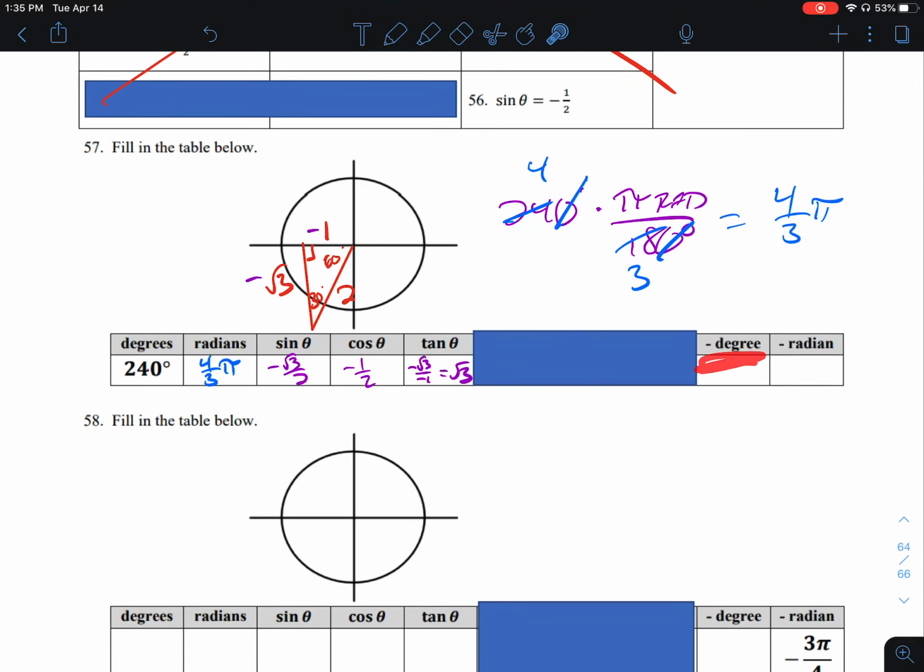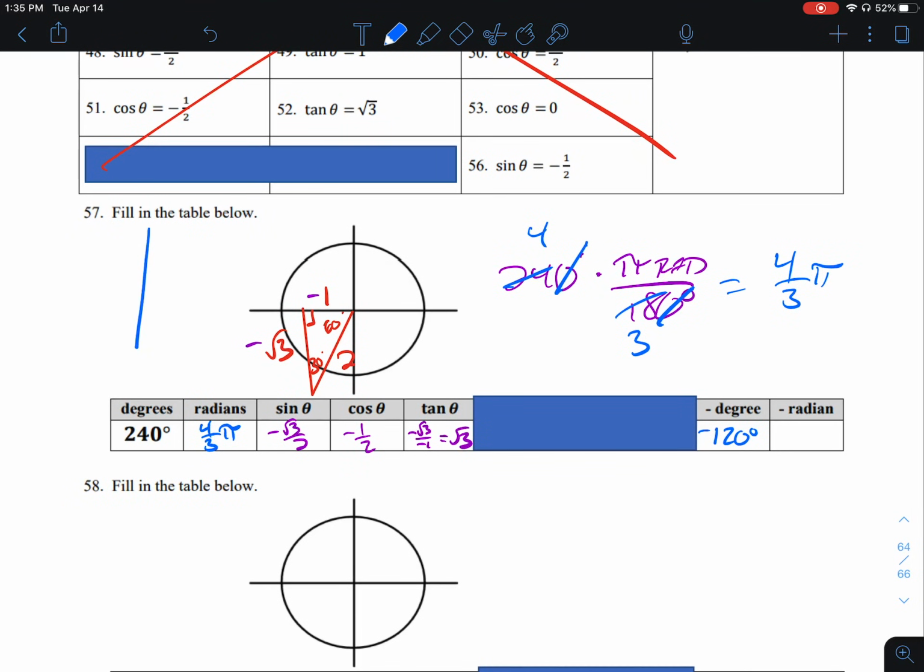We need a negative version of this angle. Well, if it's 240 in this direction, it's going to be negative 120 in this direction, because if you add those, you're going to get 360. A negative radian angle. Just going to draw this picture here. From here to here is 4 pi over 3. To get over to here, to get 6 pi over 3, we'd have to have 2 pi over 3. And we want a negative version, so if we go in this direction, it's a negative 2/3 pi. Didn't write the negative symbol.